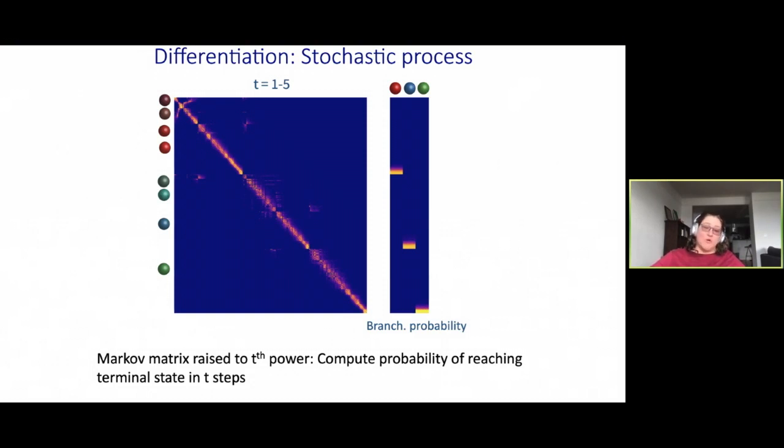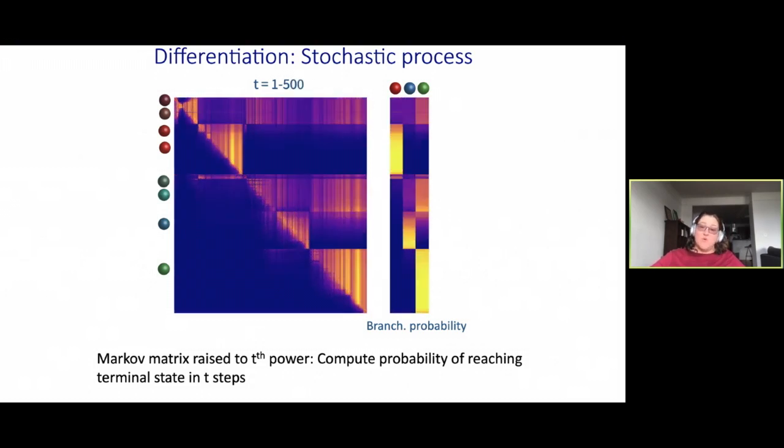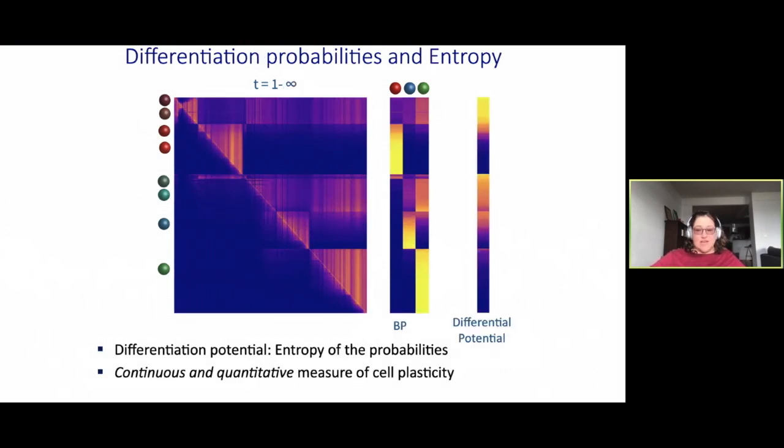And now we can power it up and multiply it more and more and see where it can go after 50 steps, where it could go after 500 steps, and where it could go after infinity steps, where it stops once it reaches a terminal fate. And we can see what is the probability of each cell to reach each fate.